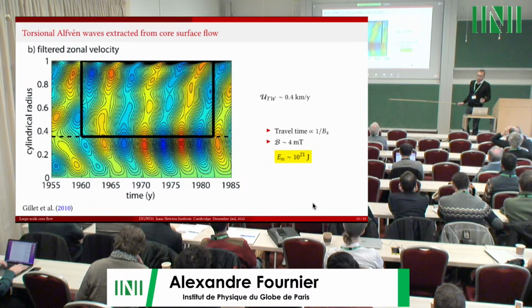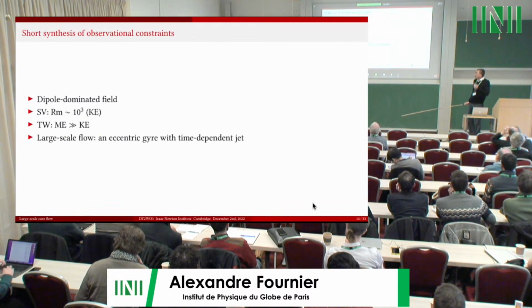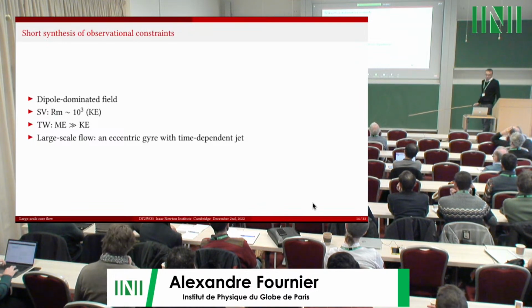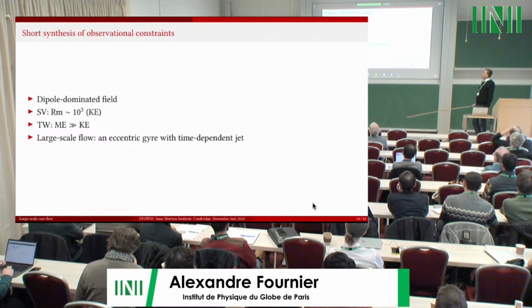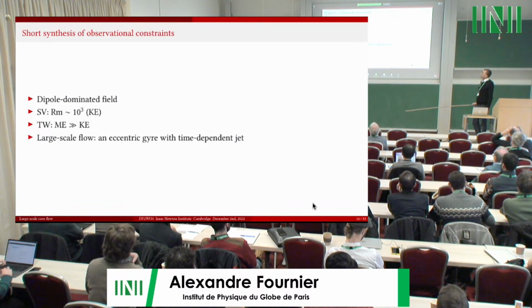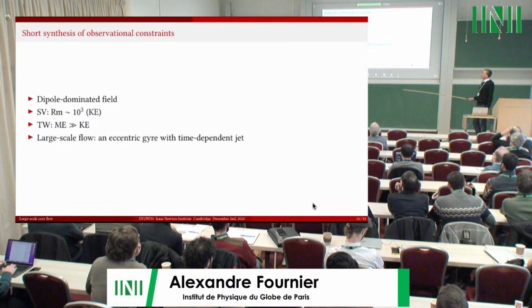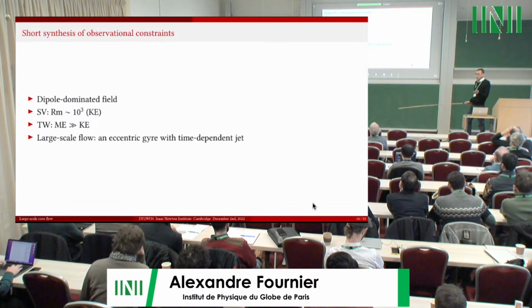That is much larger than the kinetic energy. So the synthesis of this constraint is the following. We have a dipole magnetic field. The secular variation tells us that the magnetic Reynolds number is 1,000. It also allows us to come up with an estimate for the kinetic energy.